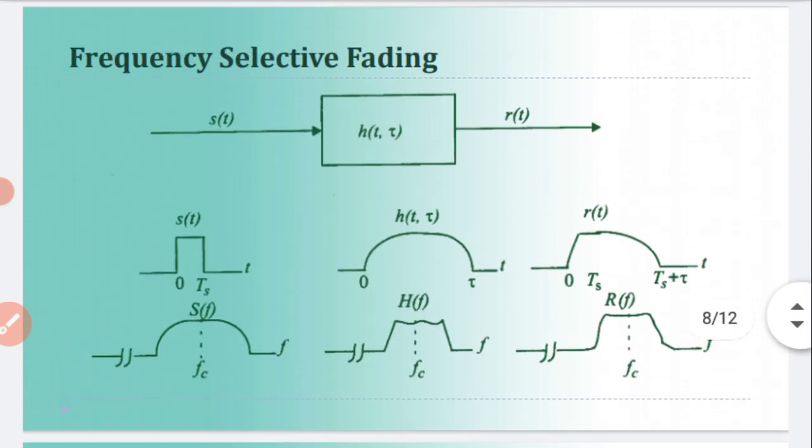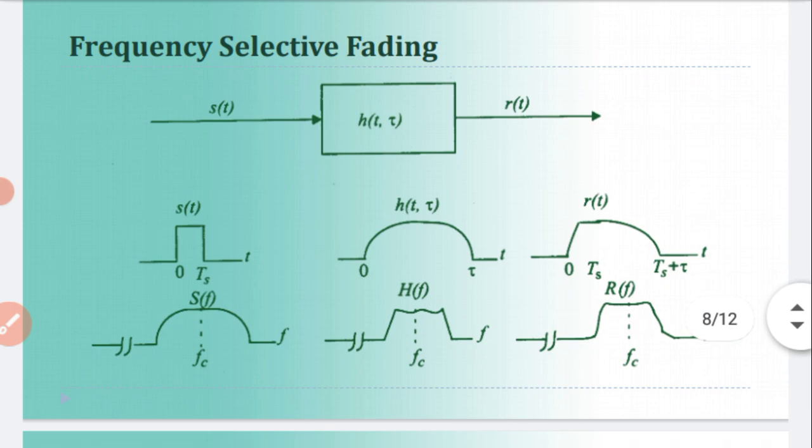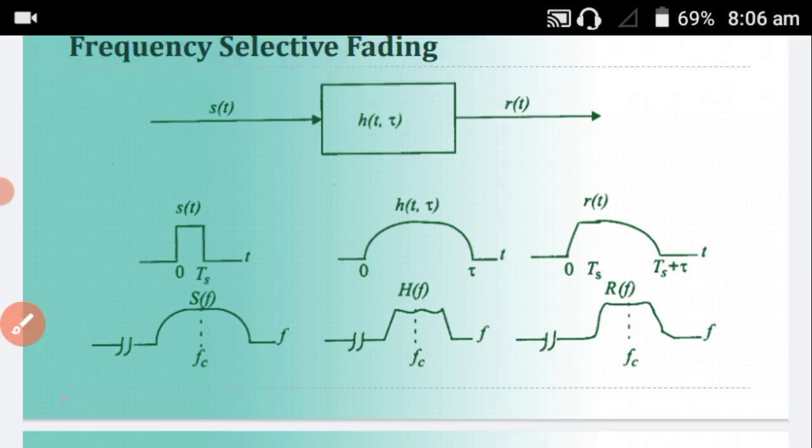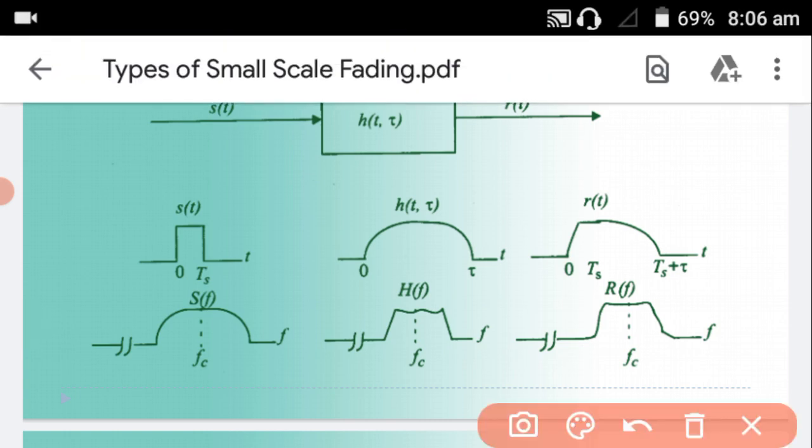This figure shows the frequency selective fading. In the last case of flat fading, the channel is flat. What about this case? There will be some variation in the frequency of the signal: some frequency levels fade more and some fade less. That is what happens here. Just compare the transmitted signal and the received signal.